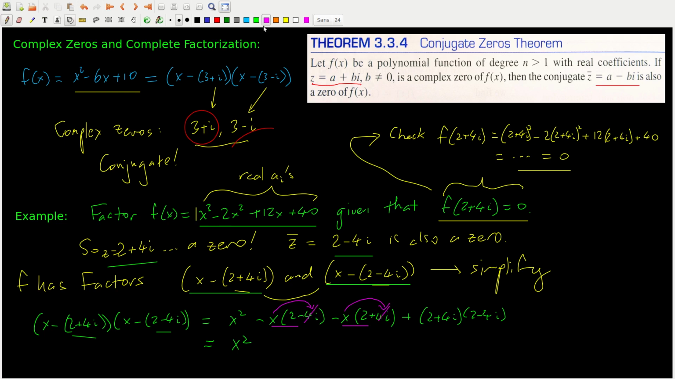And so as we start multiplying this thing out to get all of the terms, we're going to get 2x from this one, 2x from this one, and so we're going to be left with minus 4x. And then we've got this final term. So let's write that out.